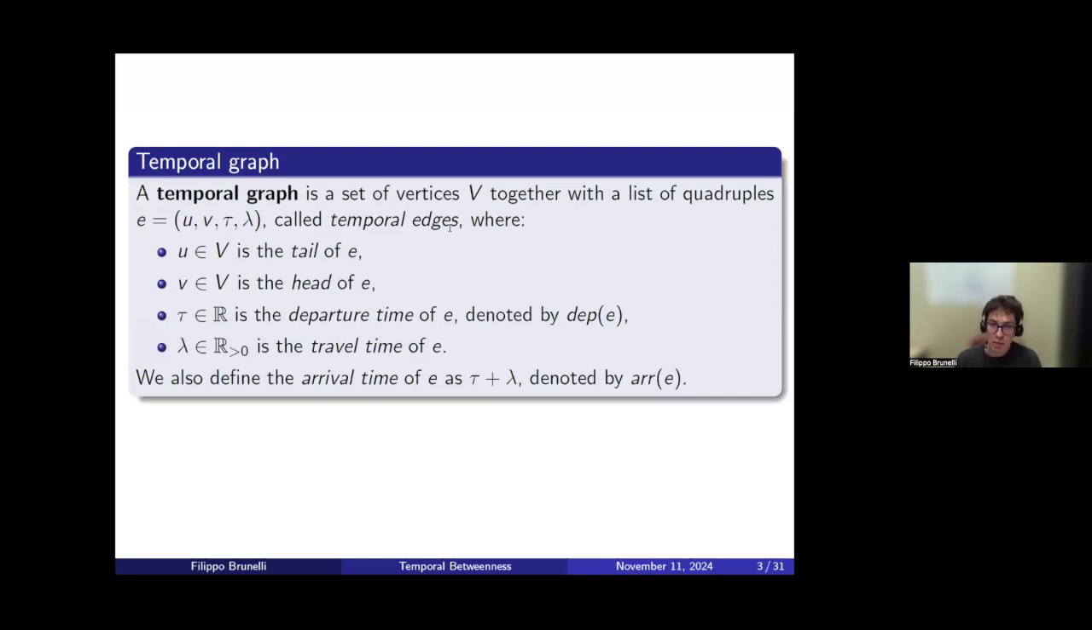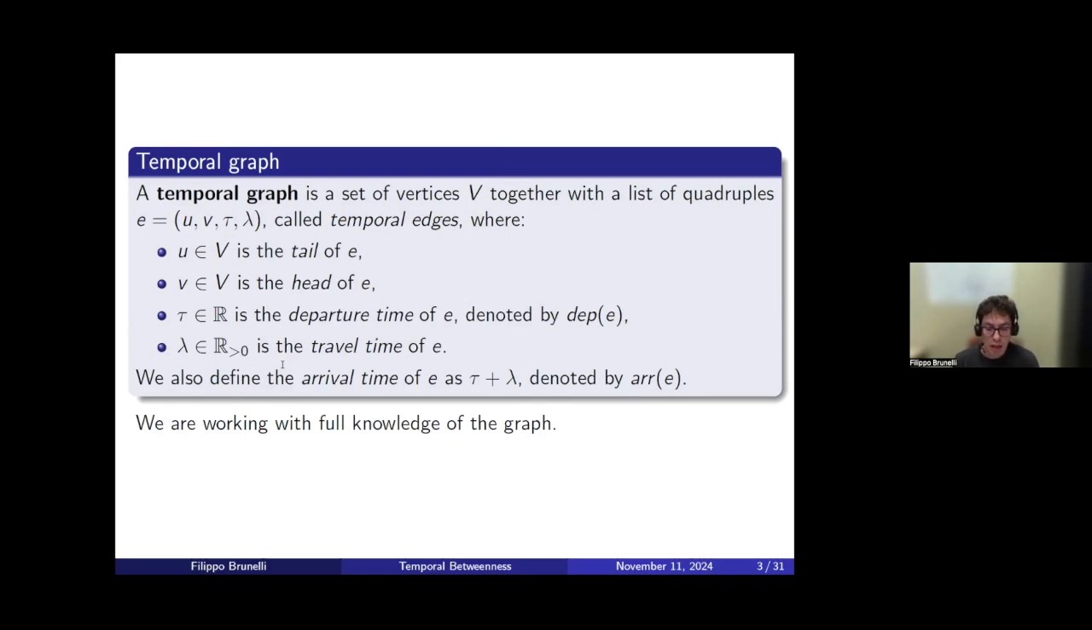We are given a set of vertices, V, and a list of quadruples that we call temporal edges. We have u, which we call the tail of the edge, the node v, which we call the head of the edge, and then we have the departure time tau and the travel time lambda of the temporal edge, and the arrival time is given by the sum of the departure time plus the travel time. In this case, we are considering strictly positive travel times.